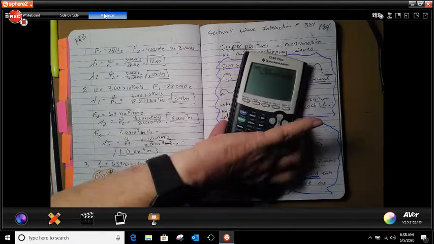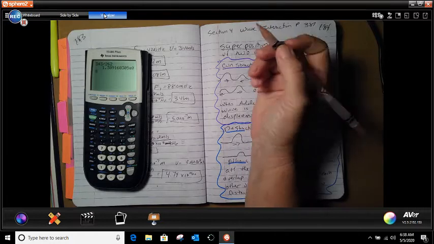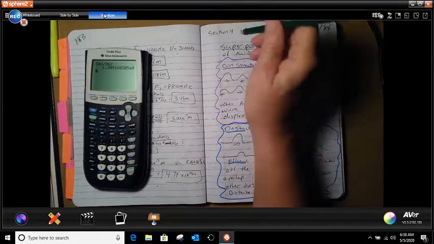Okay? So then the next section that we're talking about is wave interactions. So we can have what's called superposition. And what superposition is, is the combination of two overlapping waves. So we have a couple of different types of superposition.